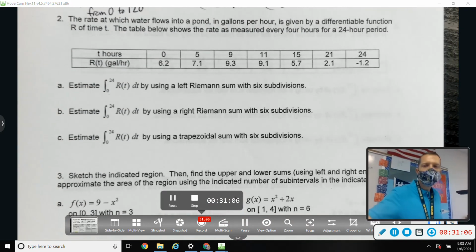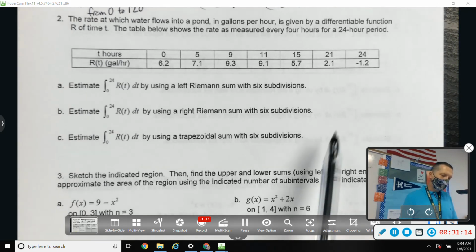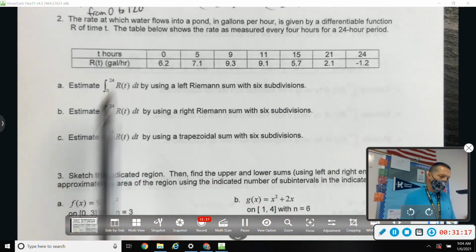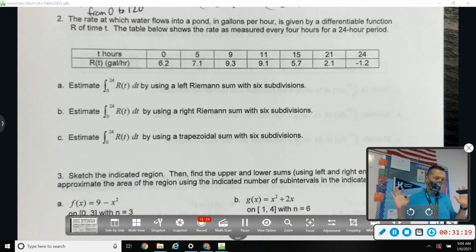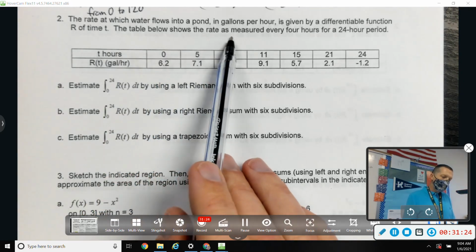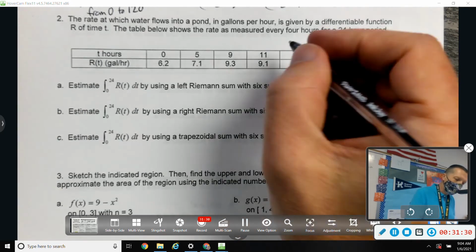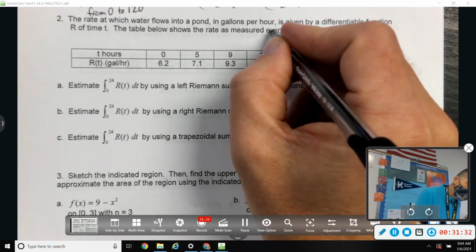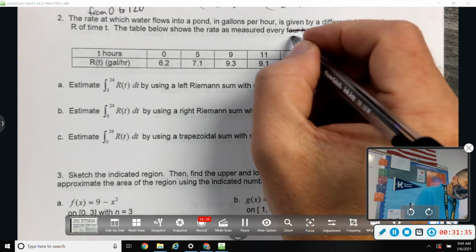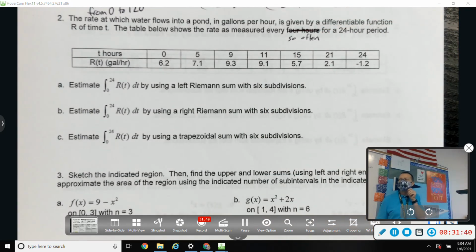So number 2, the rate at which water flows into a pond in gallons per hour is given by a differentiable function r of time t. That's a lot of words there. I don't know if we need to make sense of them or not. The table below shows the rate as measured every 4 hours for a 24-hour time period. Actually, that's not quite right, is it? It's measured every so often. Right? Because it's not every 4 hours. They changed it up on us. We measured it every however long they got around to it.